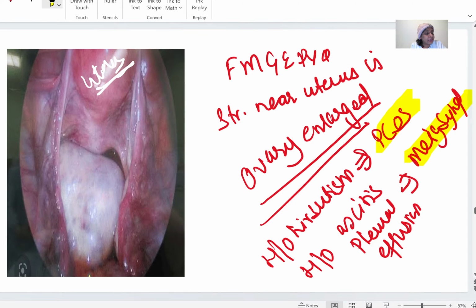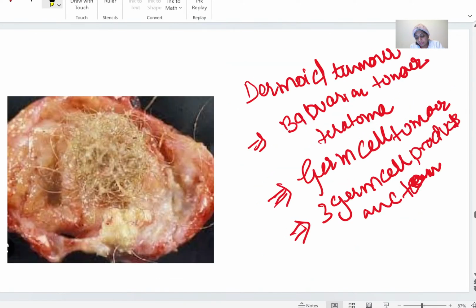Okay. This is the dermoid cyst. Dermoid cyst is seen in teratoma. It is a benign ovarian teratoma, right? And it is a subtype of germ cell tumor. It is diagnosed on ultrasound when we see the three germ cell layer products.